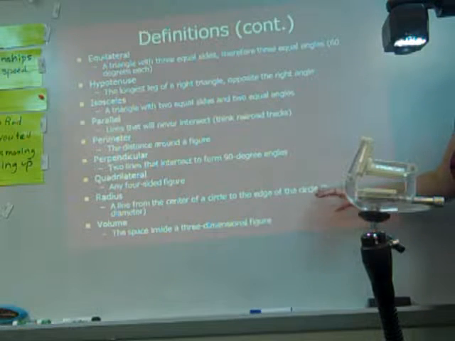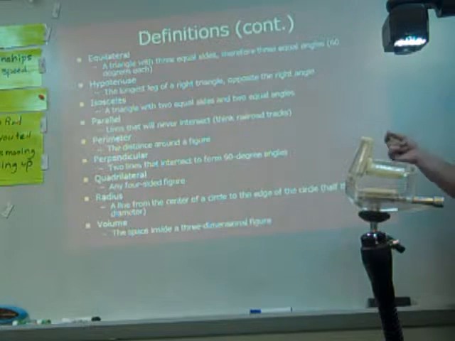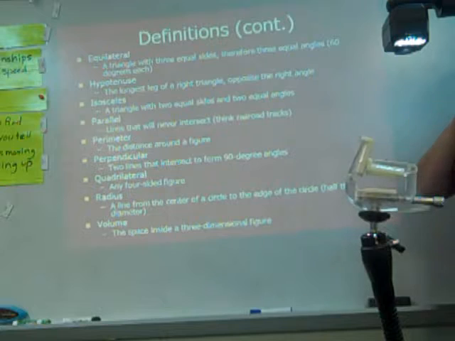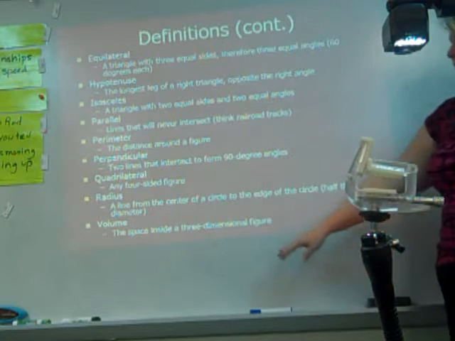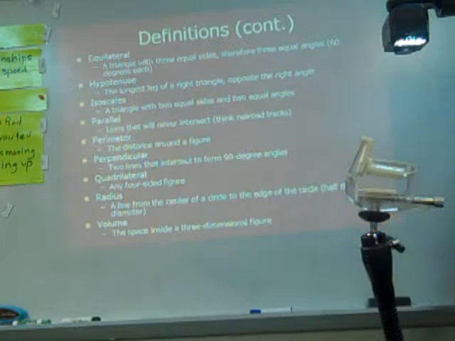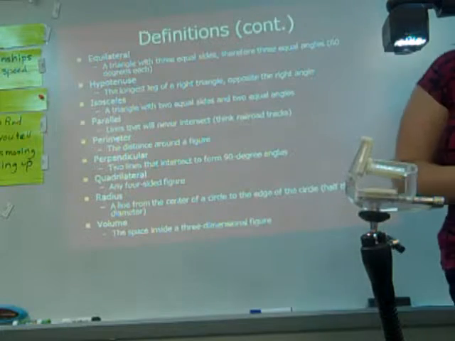A radius is another part of a circle. It goes from the center to the edge. It's half of the diameter. And volume is the space that's inside of a 3-dimensional figure.